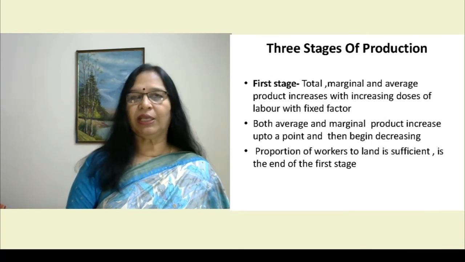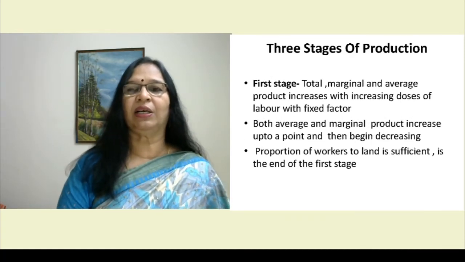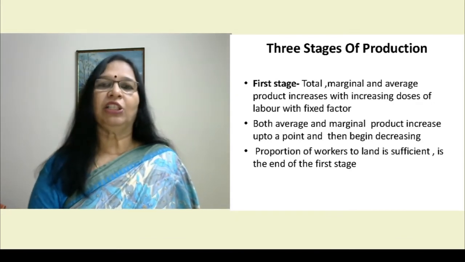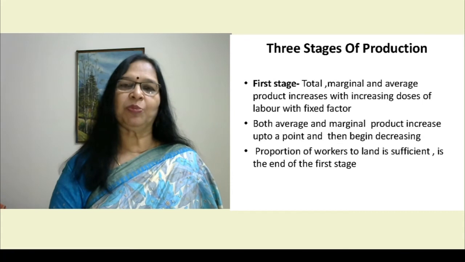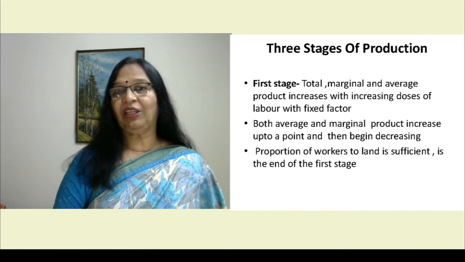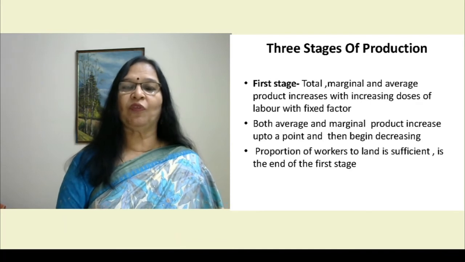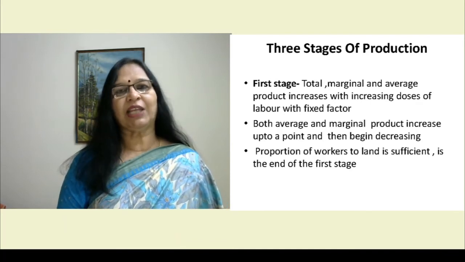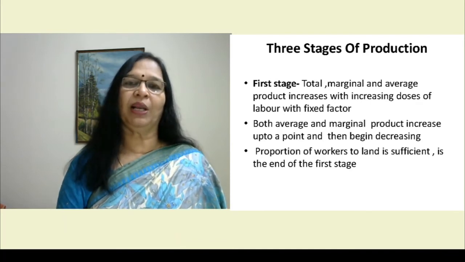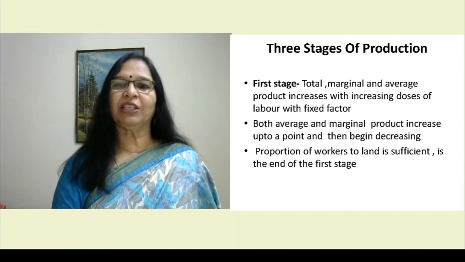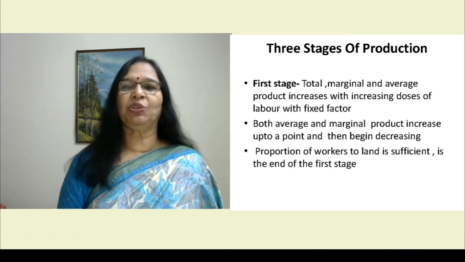Now, there are 3 stages of production. That is what we had written earlier. The 3 stages of production. In the first stage, the total, marginal, and average product increase. All the 3 are increasing together, and with increasing doses of the labor, with the fixed capital, all these 3 start showing bigger numbers. And both average and marginal product increase up to a point and then begin to decrease.